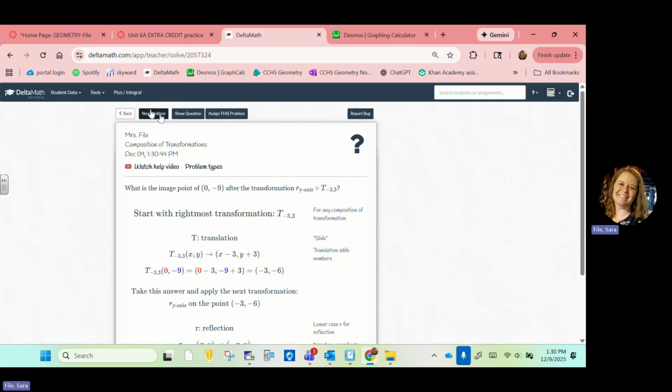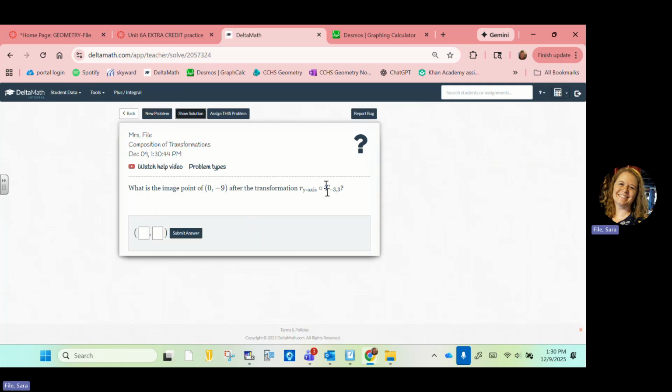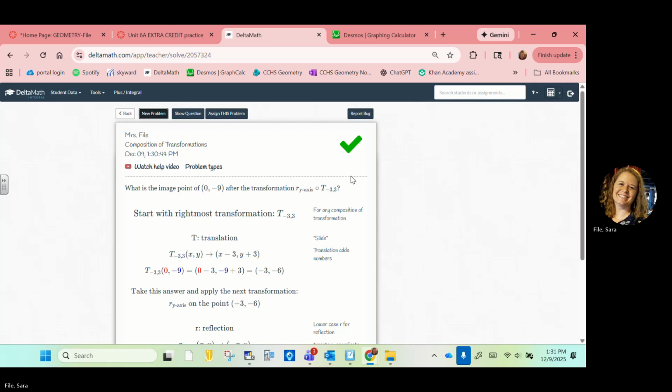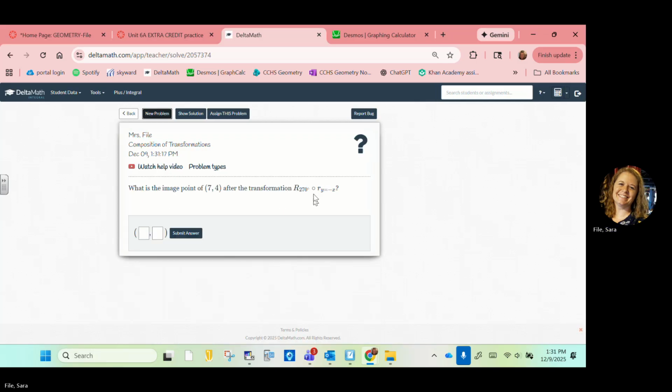So, let's try this one. We have to do the translation first because it's the rightmost, and then the reflection. So if we translate, subtract 3 from the x, and then add 3 to the y. Then we reflect over the y. The y doesn't change, the x does. Yeah, that works. So you just have to do the rightmost first. That's it. So do the right rule first.